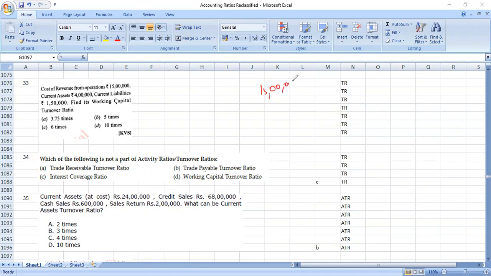We solved it definitely. 15 lakhs divided by current asset 4 lakh minus current liability 1,50,000. So 2,50,000 is the working capital. 4 zeros will get cancelled. 150 by 25, 15 by 25 into 10, 3 times, 5 times, 30 by 5, 6 times. Answer is 6.